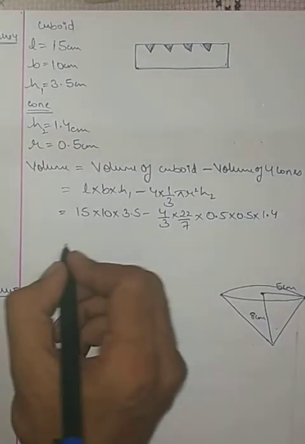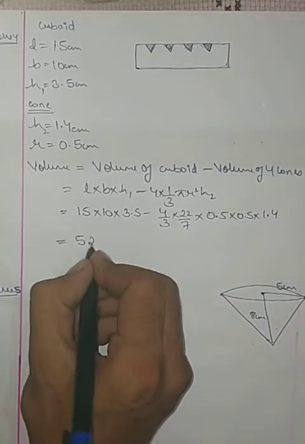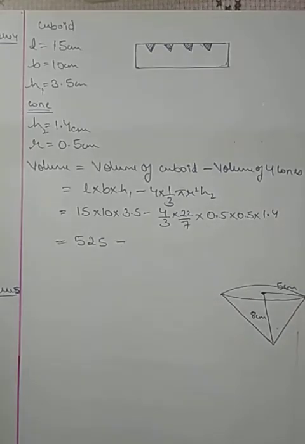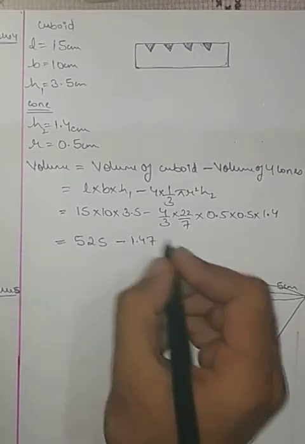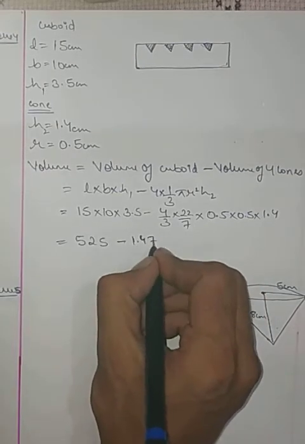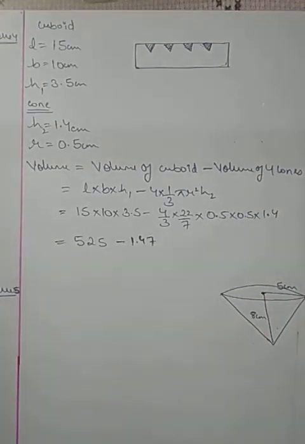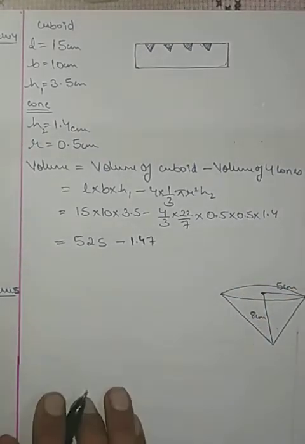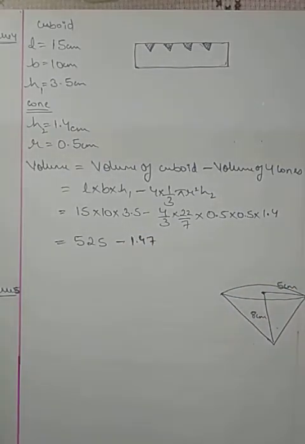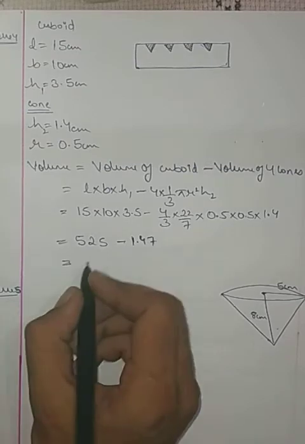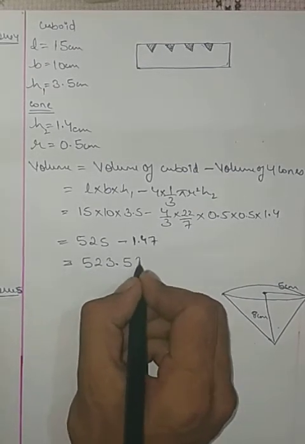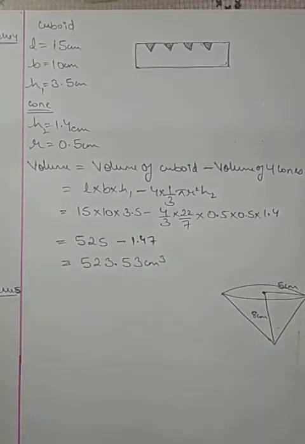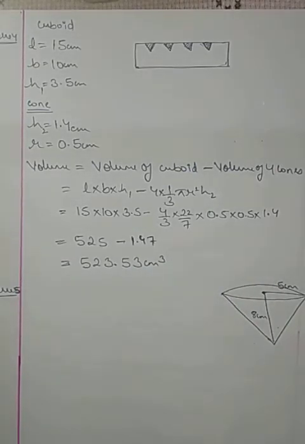After solving this, the volume of cuboid comes out to be 525 minus, and solving this part you will get 1.47. You just have to write down up to 2 decimal places. This was continuing after that also, I have written it to 2 decimal places. Subtracting this, you will get 523.53 centimeter cube. This is the answer.